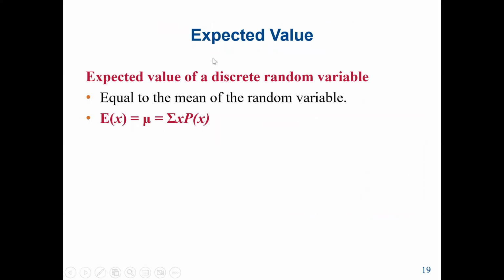Now, next is the expected value. We say the expected value of a discrete random variable is equal to the mean of the random variable. So that's what we said earlier. To find the mean is the same as expected value. So here we say E(X), which is the mean, is the sum of x times the probability of x. So again, multiply each x category by its probability. Then we sum all of them.